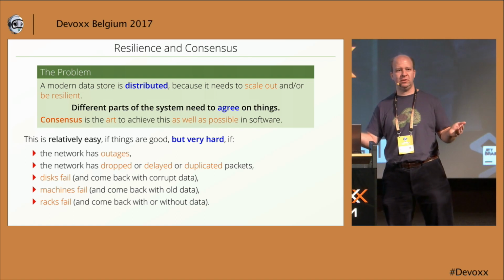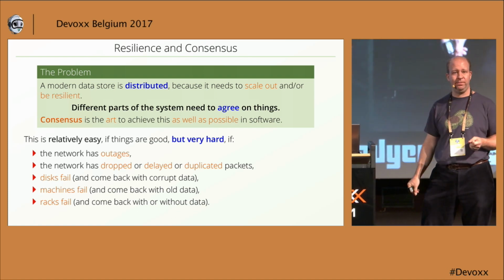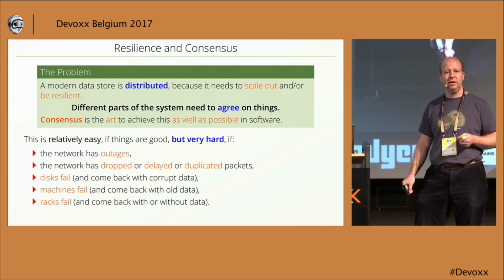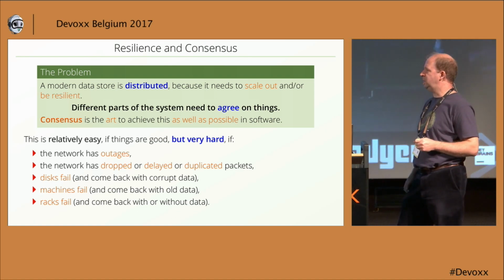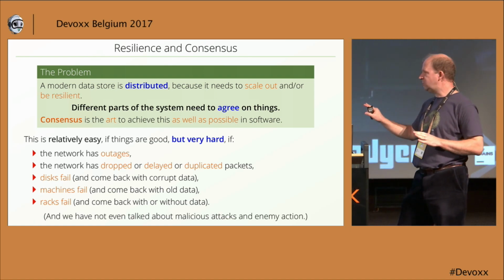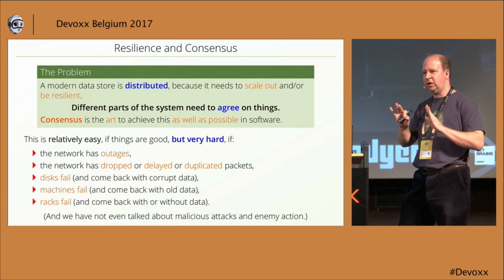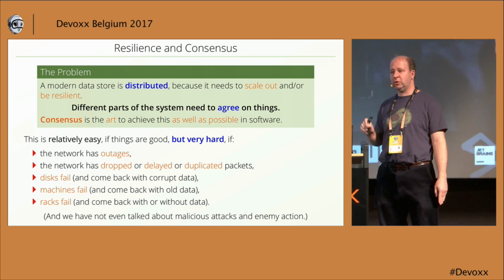In particular, in distributed systems where you have lots of machines, then essentially every night something will happen. And you don't want to wake up in the middle of the night and have to fix it. You want the system to overcome this problem automatically. And we have not yet talked about malicious attacks or enemy interaction or whatever. So this is just plain failures that happen. Now, in that context, it's a lot more difficult.